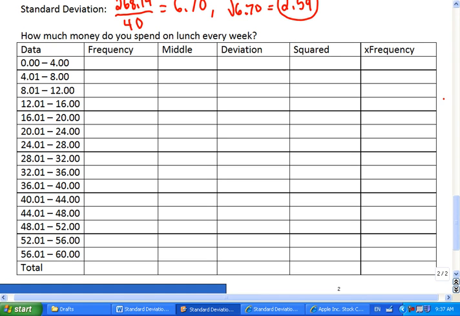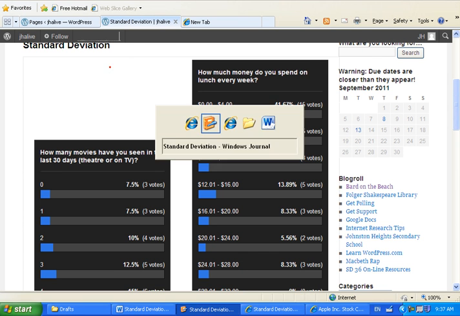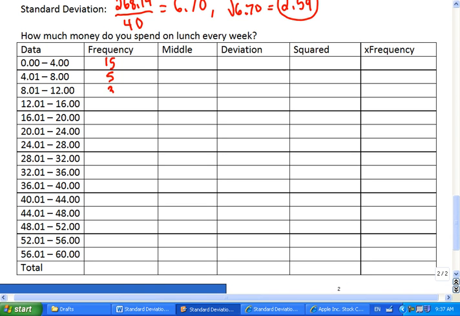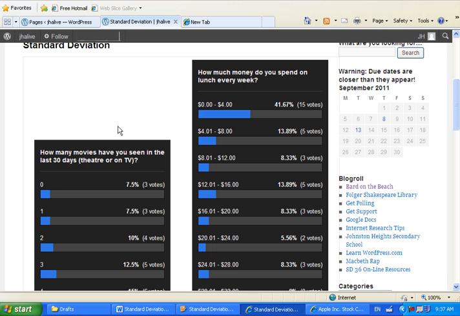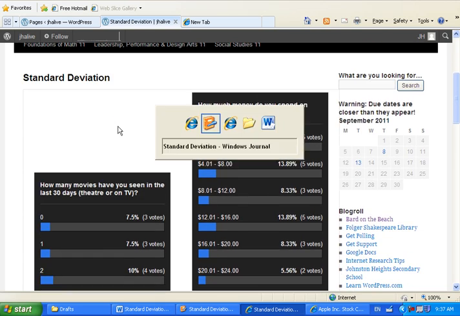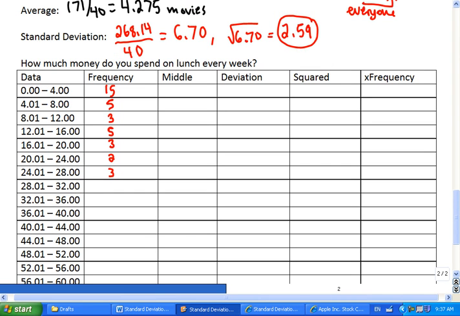So for the first one, 15 people were in this group. Then it went 5, 3, 5, 3, 2, 3. Okay. So what's the problem with this data compared to the old data? There is a lot, but there's a problem here.